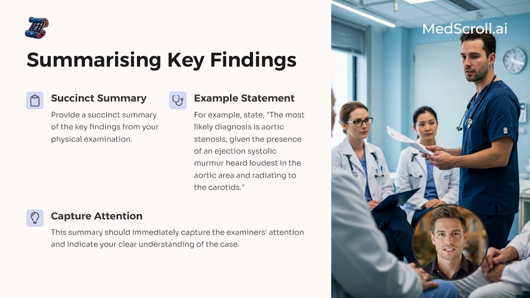Next, provide a succinct summary of the key findings from your physical examination. For example, you might state, "The most likely diagnosis is aortic stenosis, given the presence of an ejection systolic murmur heard loudest in the aortic area and radiating to the carotids." This summary should immediately capture the examiner's attention and demonstrate that you have a clear grasp of the case.